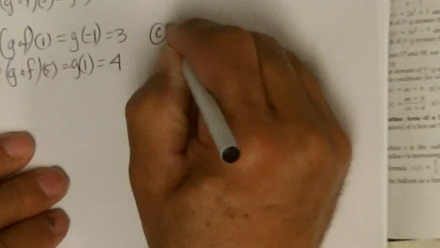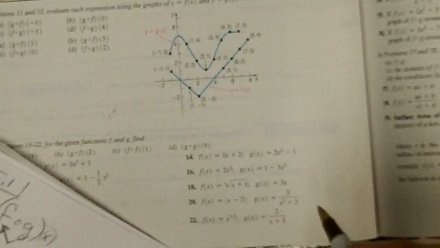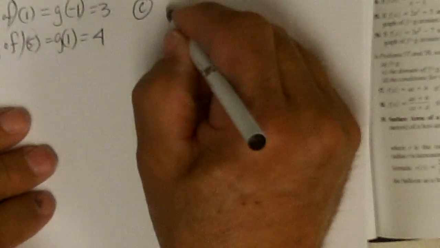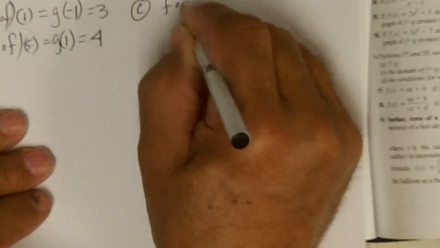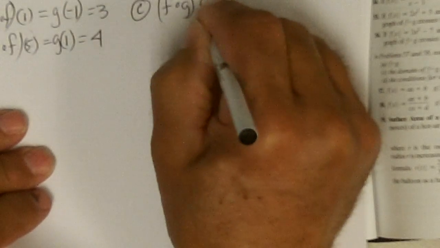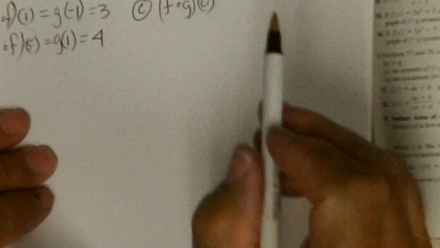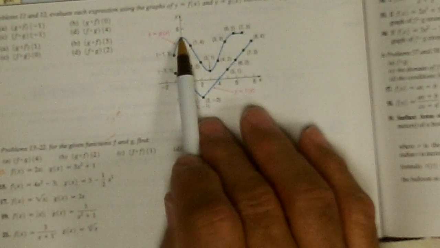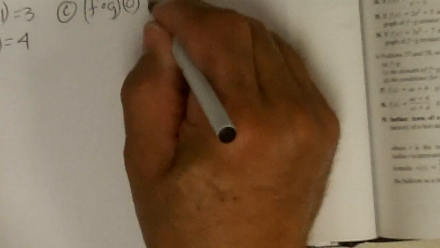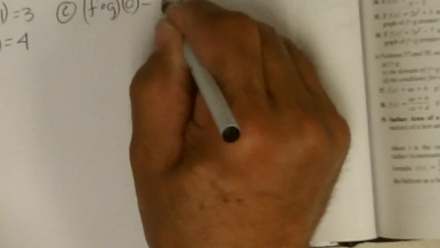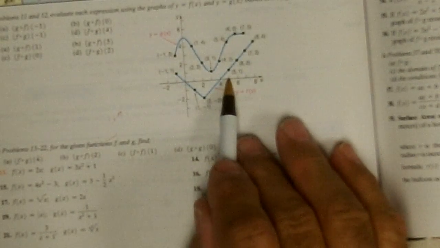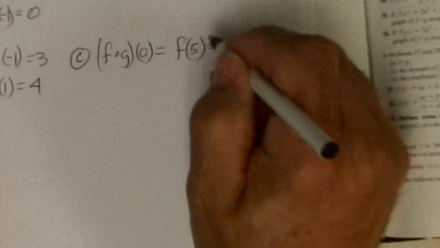And now I'm going to do C, which says find f of g of 0. So I've got to put 0 into g and see where we end up. 0 into g is 5. And now I've got to find f of 5. And 5 in f is 1.